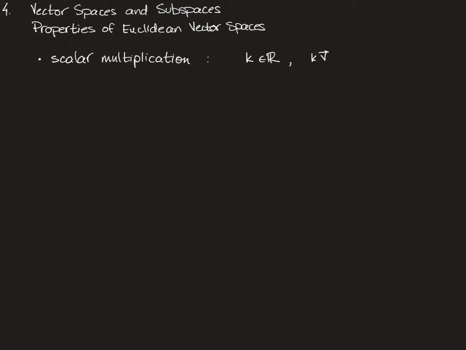So for example, if I have v equals (3, 0, 1), then 5v equals 5 times (3, 0, 1), which is just the vector (15, 0, 5). I can do that in the Euclidean vector space.